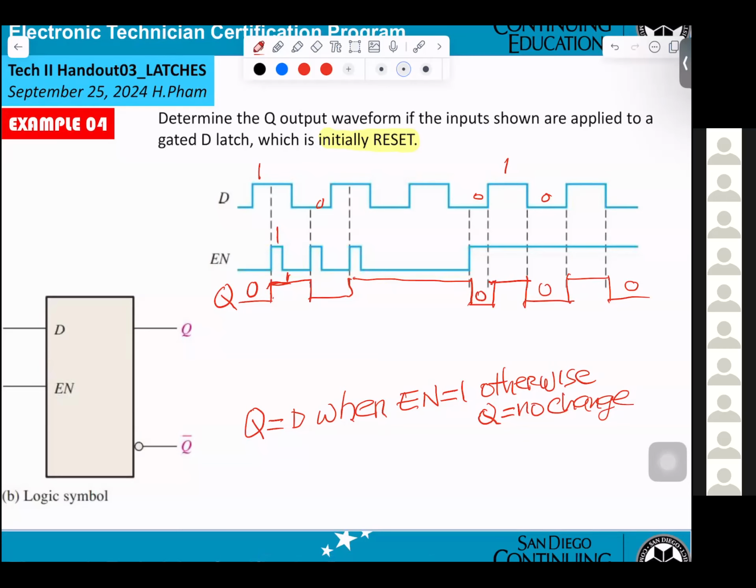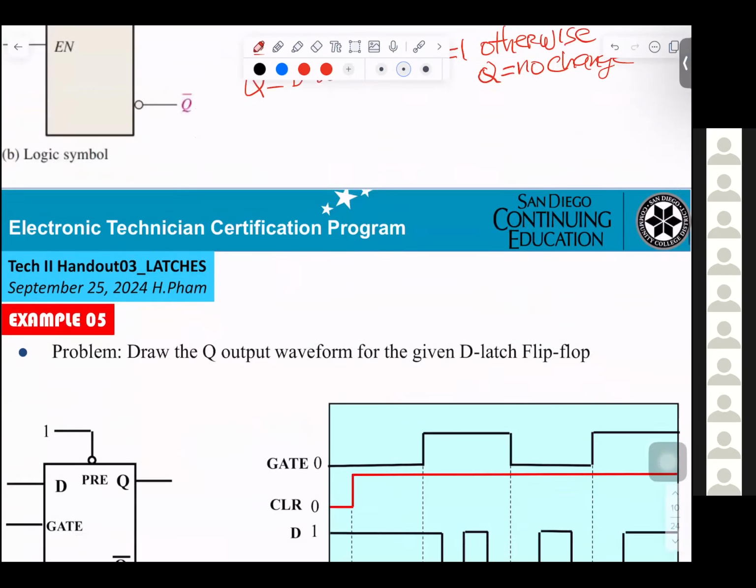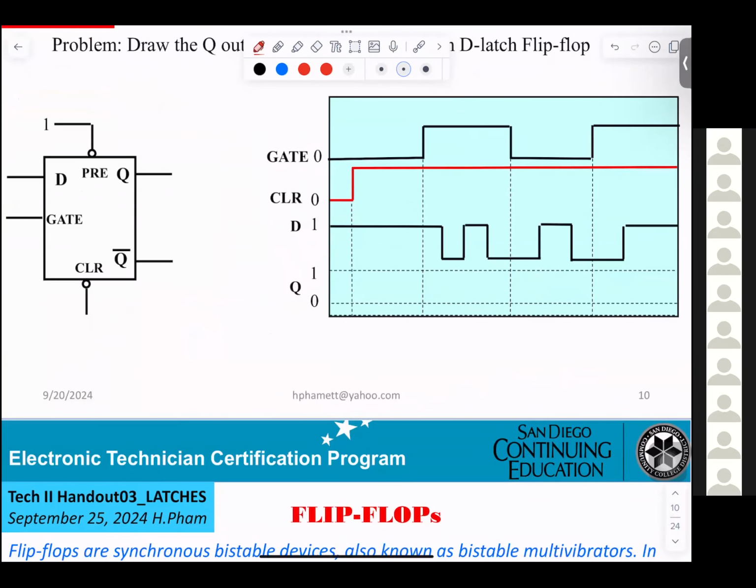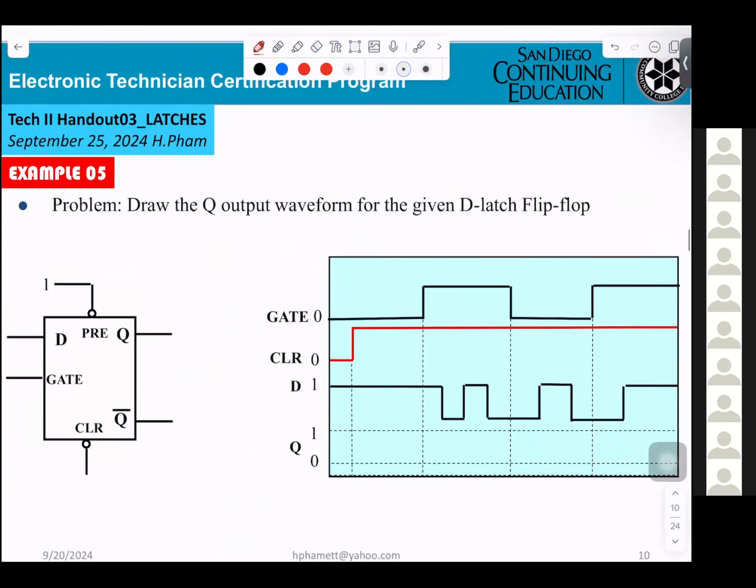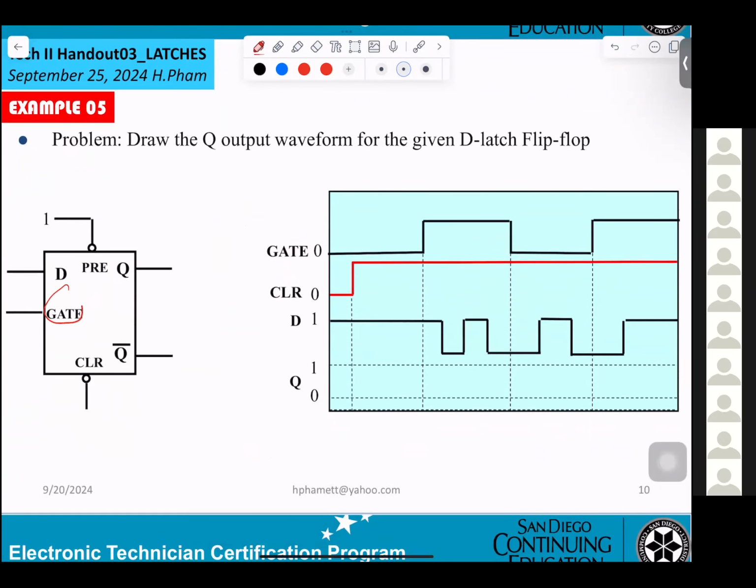Finally, Q equal to D only when enable is at logic 1. If enable is at logic 0, Q will be no change. So instead of enable, now they are using gate. So gate will be the control.